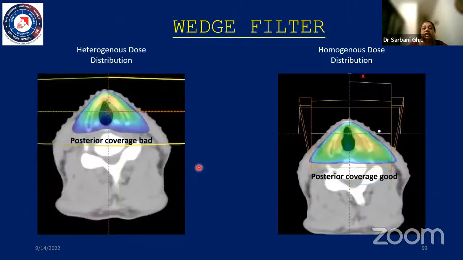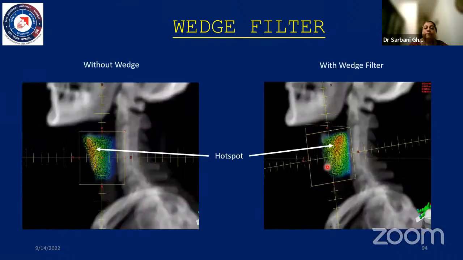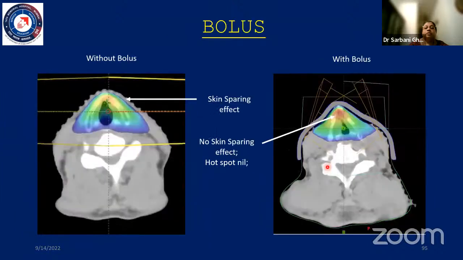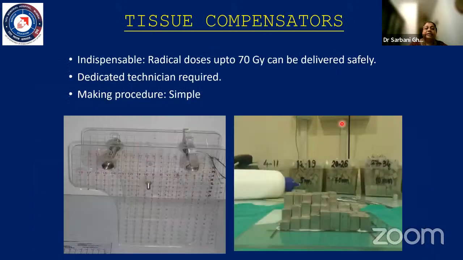So this is the kind of planning that you would do using wedges. You can see the effect of the wedge in trying to cover more posteriorly as well. This is the kind of distribution that you would get with and without a wedge filter. Now, the advantage of using the bolus: if you did not use a bolus, you would not get adequate coverage at the level of the anterior commissure as it is just below the skin.